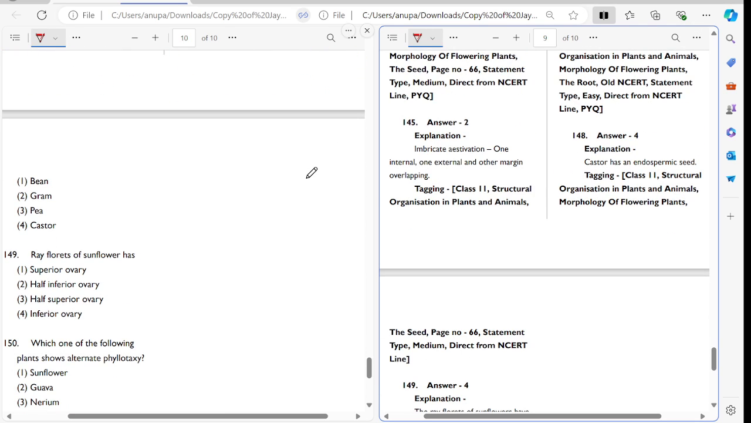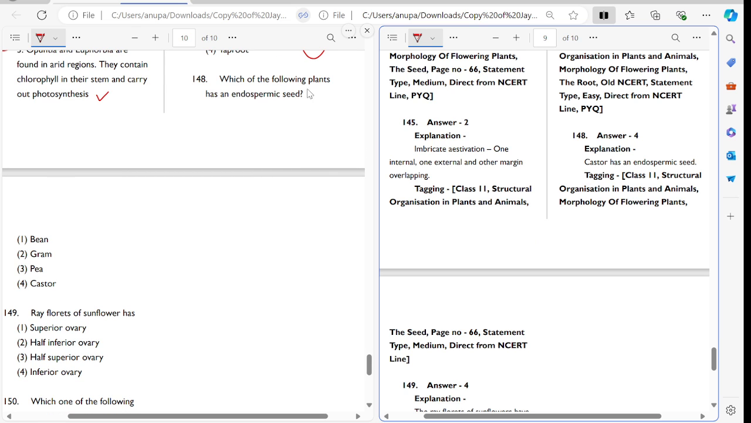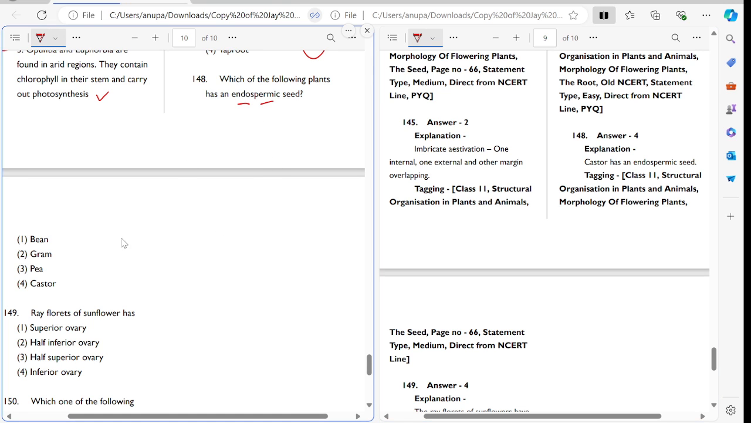Now let's move to the next question, that is question number 148. Question number 148 states that which of the following plants has an endospermic seed? Here in the options different types of plant names are given and we have to find out in which of these plants endospermic seeds are found. The options are bean, gram, pea, castor. So the answer will be option number 4. That is, in castor the endospermic seeds are found.